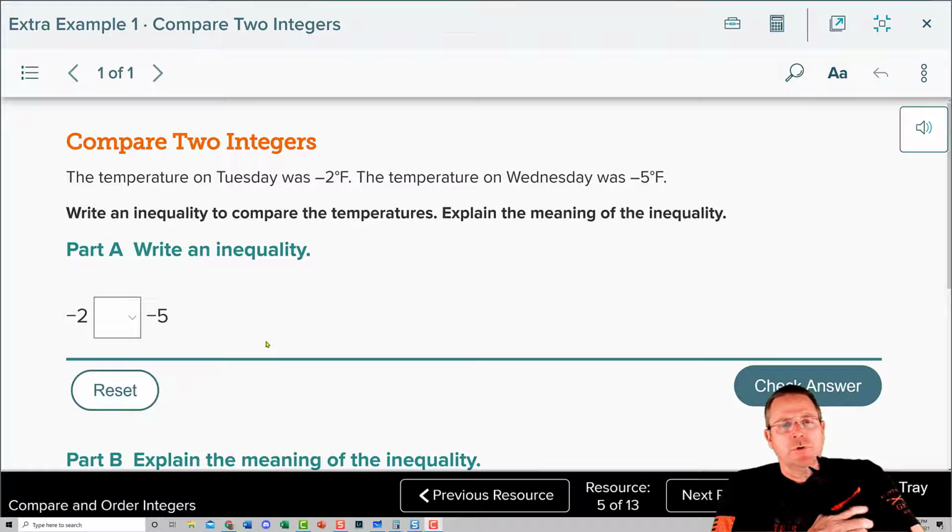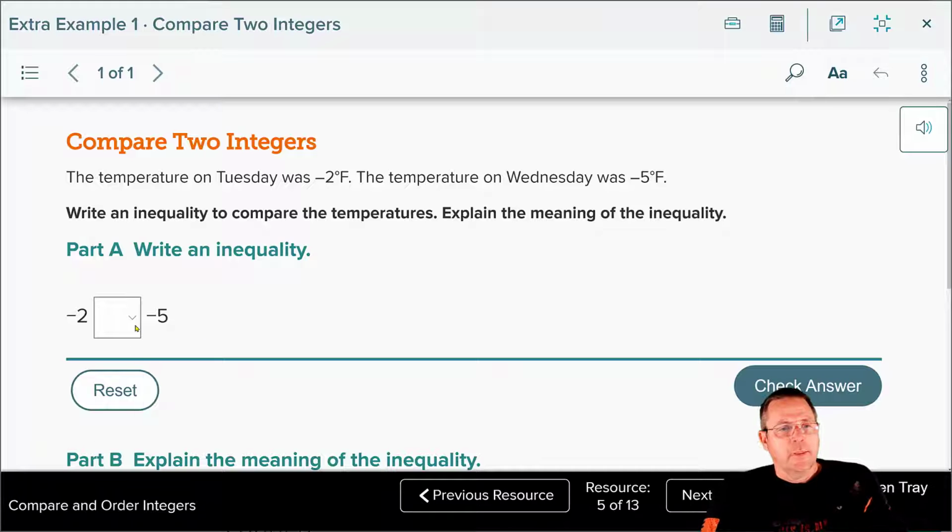The temperature on Tuesday was negative 2 degrees Fahrenheit. The temperature on Wednesday was negative 5 degrees Fahrenheit. Write an inequality to compare the temperatures. And they gave you negative 2 as first. So is negative 2 going to be bigger or smaller than negative 5? The answer, of course, is going to be bigger. So the alligator is going to eat the negative 2.